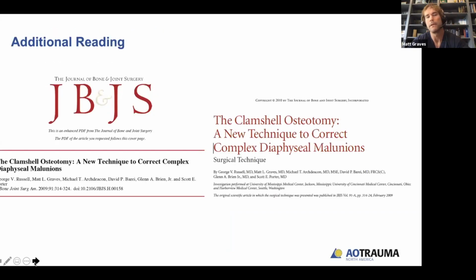So there's some additional reading that you can do. The article on the right, which was published in 2010, provides more detail in terms of the technique of the clamshell osteotomy. The one on the left was a case series.